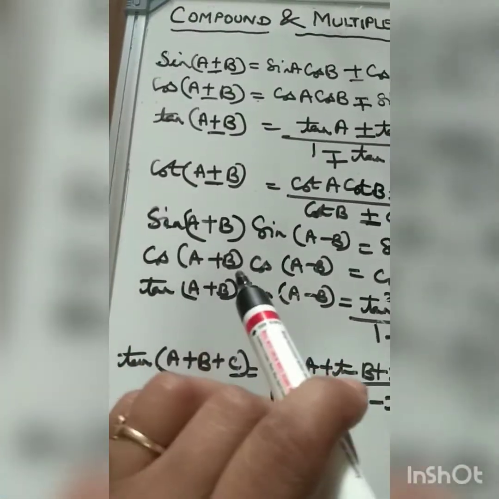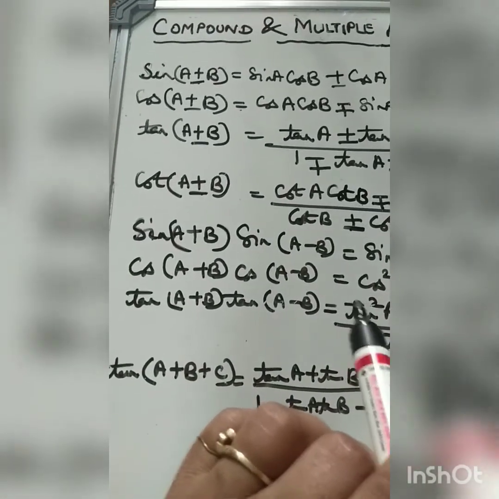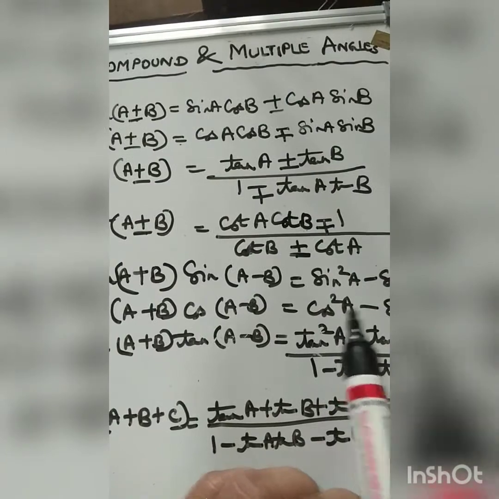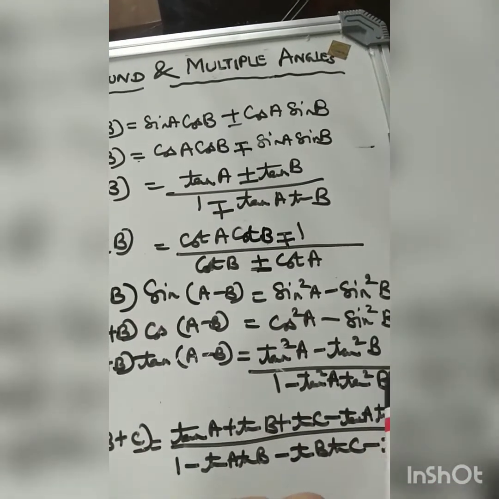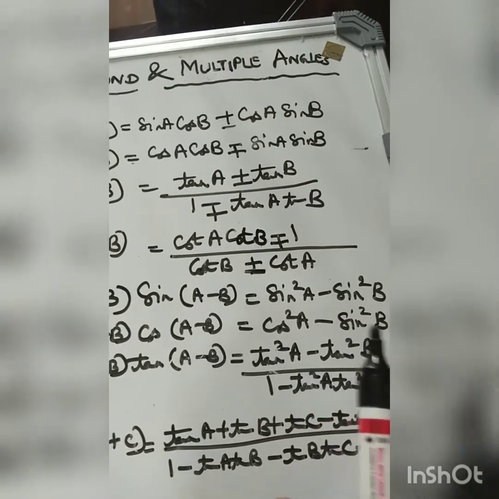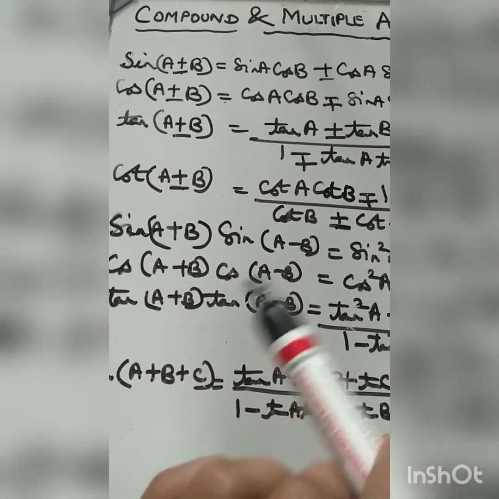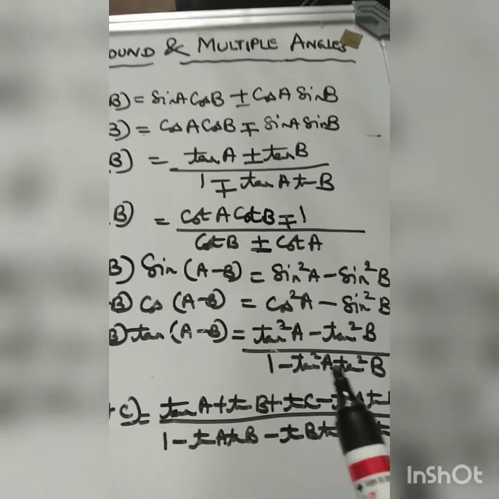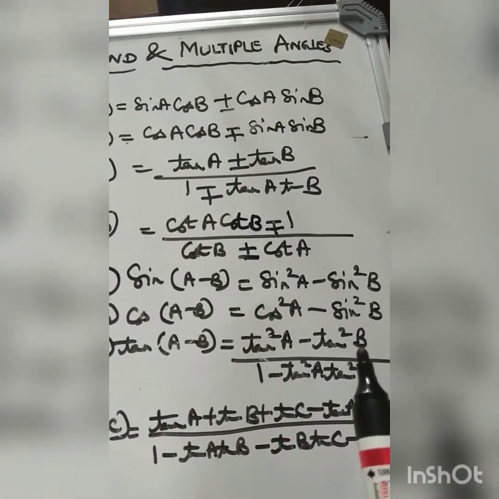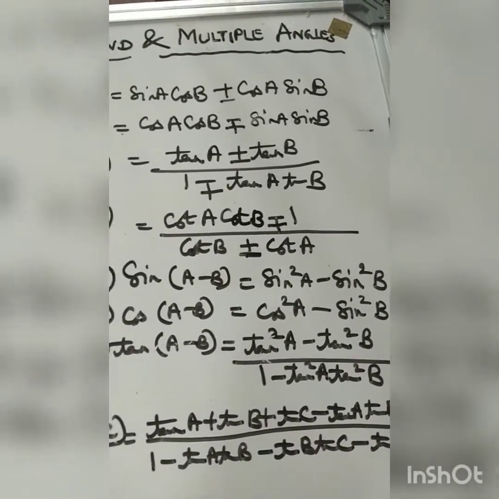Now cos of a plus b into cos of a minus b is equals to cos square a minus sine square b. This is very important. Look, here both are not cos, this is sine. Now tan of a plus b into tan of a minus b is tan square a minus tan square b upon 1 minus tan square a into tan square b.